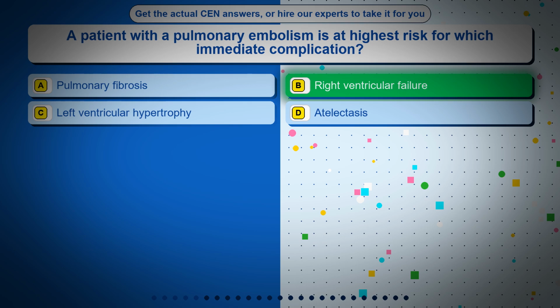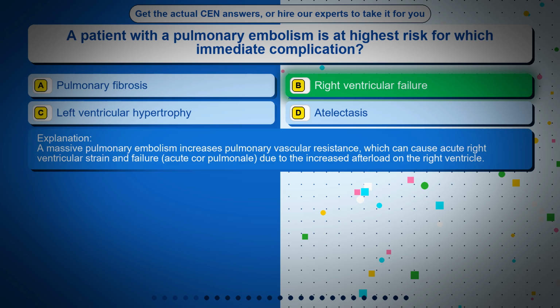The correct answer is option B. Right ventricular failure. A massive pulmonary embolism increases pulmonary vascular resistance, which can cause acute right ventricular strain and failure, acute cor pulmonale, due to the increased afterload on the right ventricle.